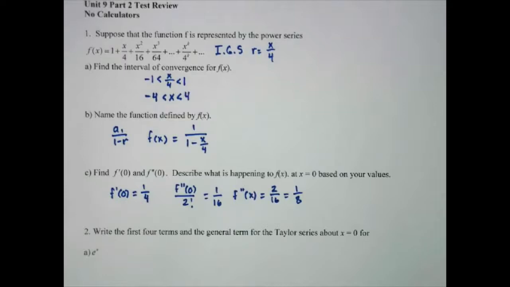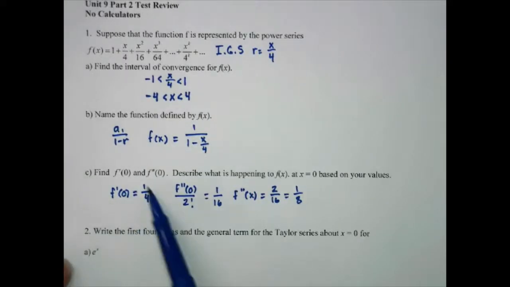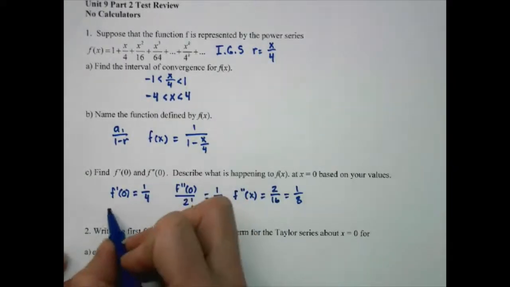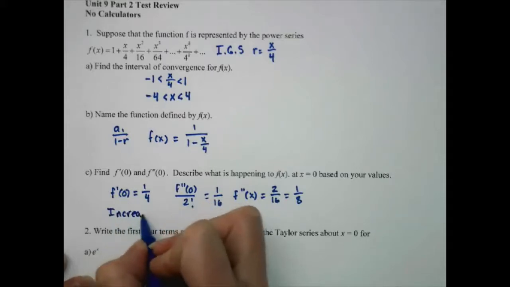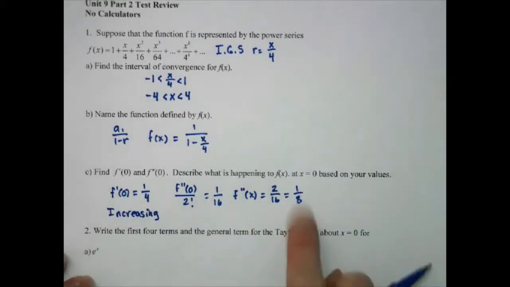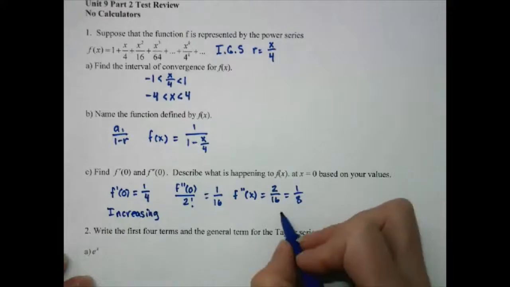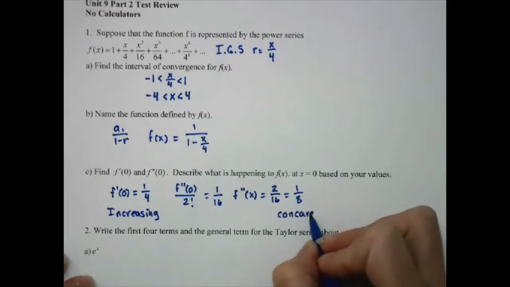Then describe what's happening to the graph based on that. Well, if the first derivative is positive, our graph is increasing. And if our second derivative is positive, our graph is concave up.